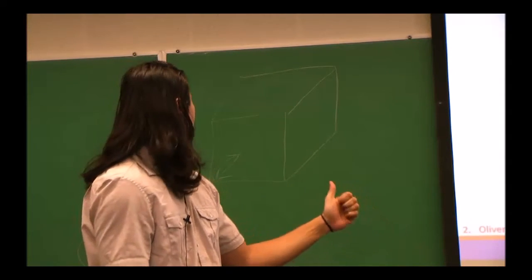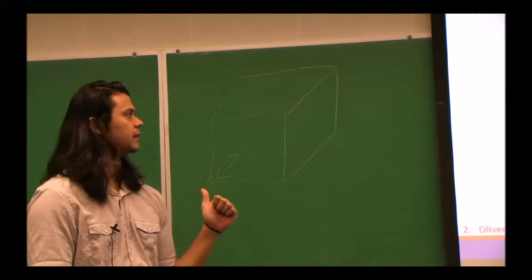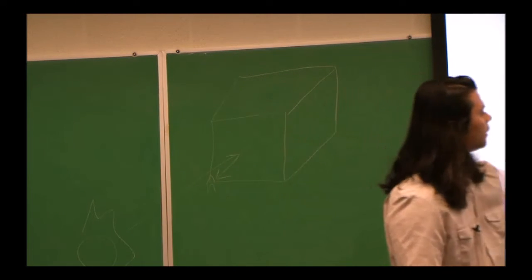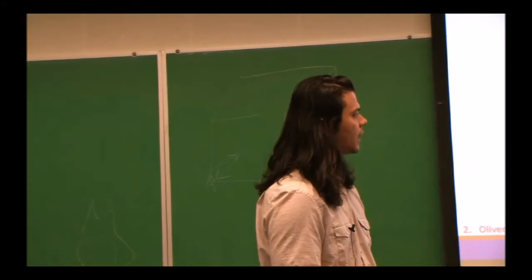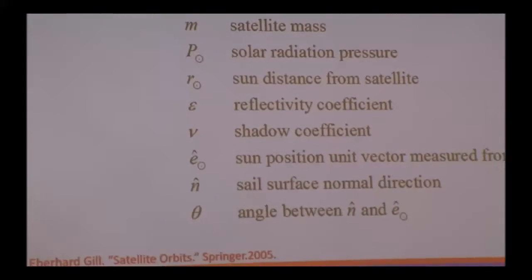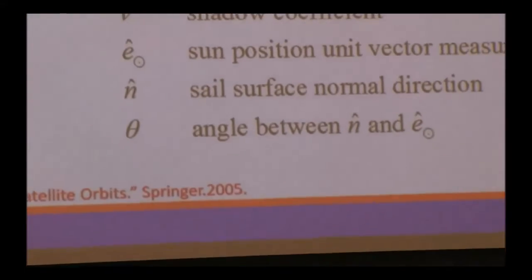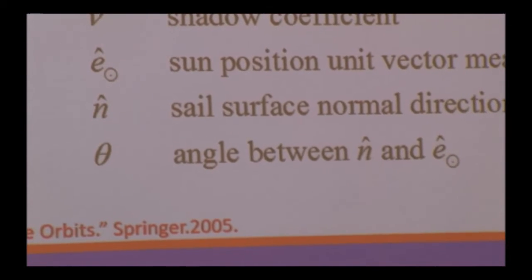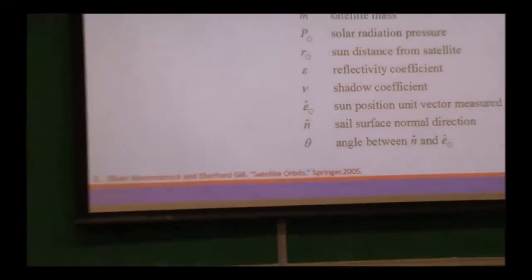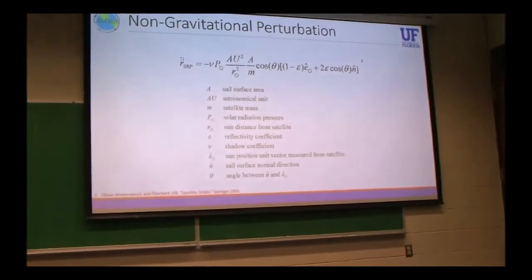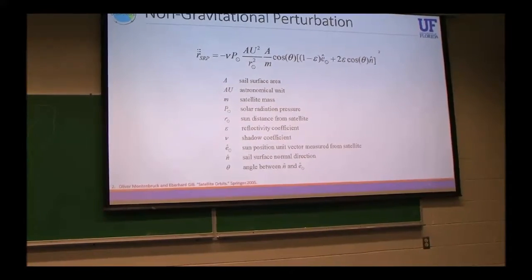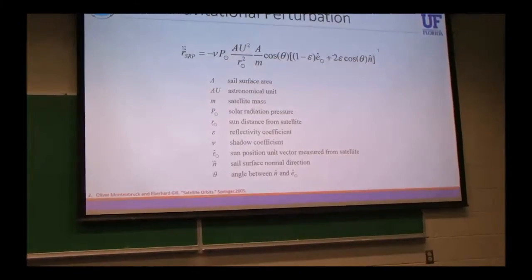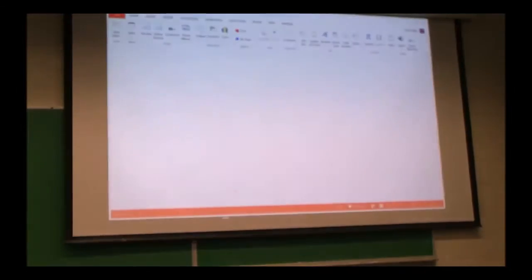And the direction perpendicular to that cross-sectional area is going to be this n hat vector that we're dealing with here. Basically, the angle between this n hat vector and the sun position vector is going to be really important in determining the strength of the solar radiation pressure acceleration on the satellite. So we're going to add this term into our model and see how it manipulates the satellite's orbit. And let's go ahead and look at some MATLAB stuff.